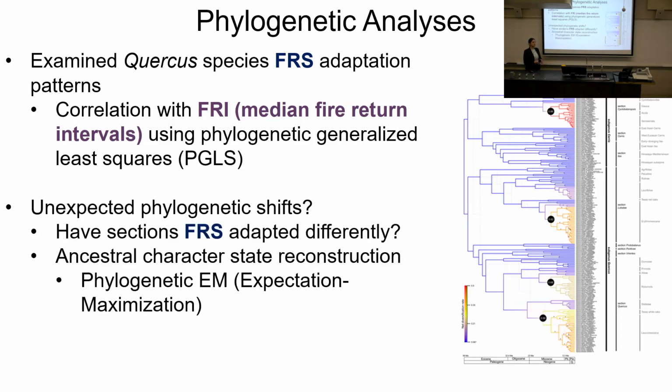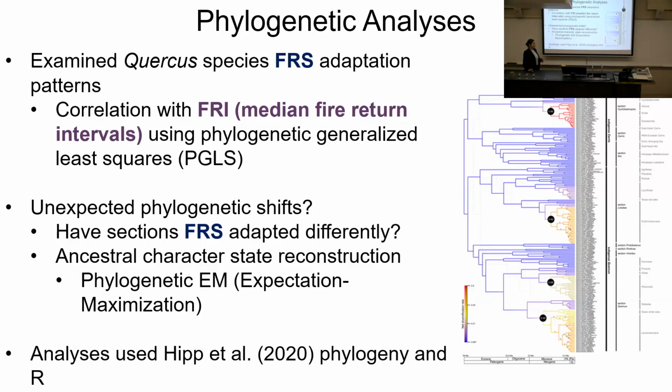We also wanted to see if there were any unexpected phylogenetic shifts that could not just be explained given evolutionary time. We did this to see if the different sections of the clade of Quercus were adapting differently with those fire-resistant traits. And we did this using an ancestral character state reconstruction, phylogenetic EM, expectation maximization. And all our analyses used the Hipp et al. 2020 phylogeny shown over there, and were conducted in R.